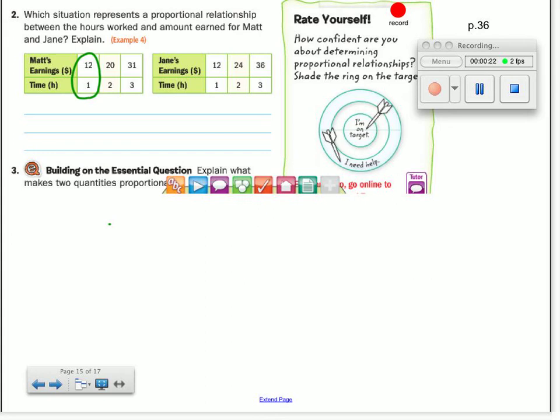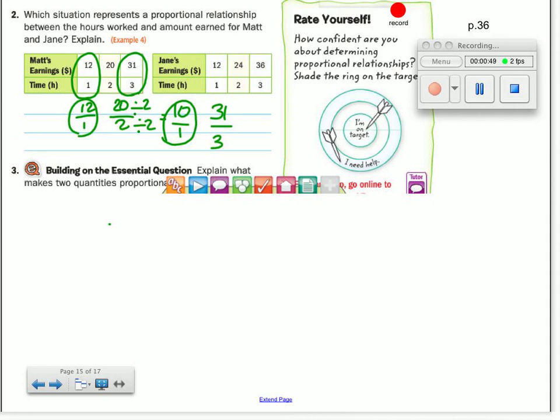So 12 over 1 is reduced to 12 over 1. 20 over 2. So what I'm really doing is putting 20 over 2, divide by 2, divide by 2, and I get 10 over 1. Uh-oh. So this one and this one already are not equivalent. And then I'm going to take this last one, 31 over 3, which cannot reduce. So that one is 31 over 3. So those don't end up reducing to being the same number.